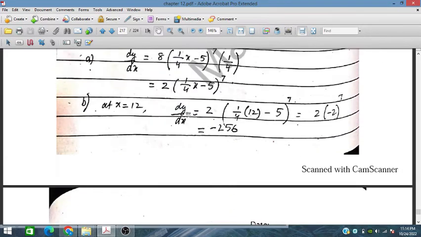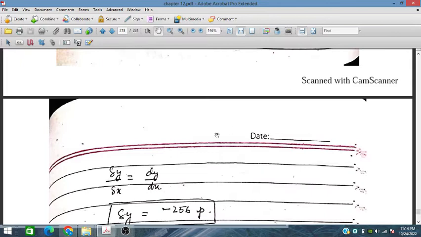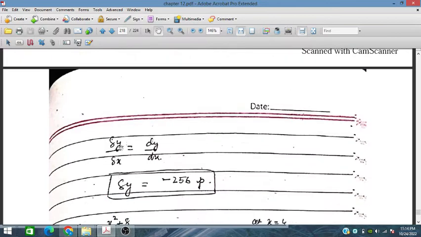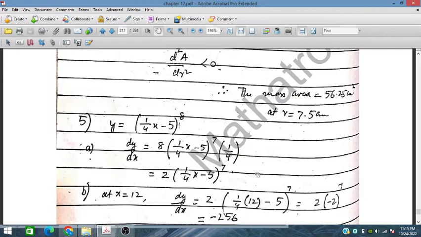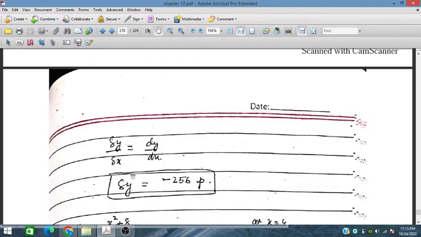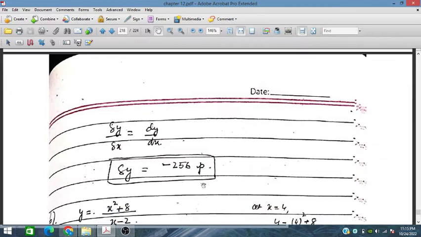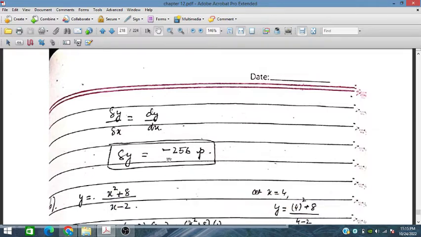This is dy by dx equal to minus 256, and we have the incremental change in y, which is approximately dy by dx times the change in x. So dy by dx is obtained as minus 256, while x is varied from 12 to 12 plus p. So this p is the small change. So delta y is equal to minus 256 p. This was the required value.